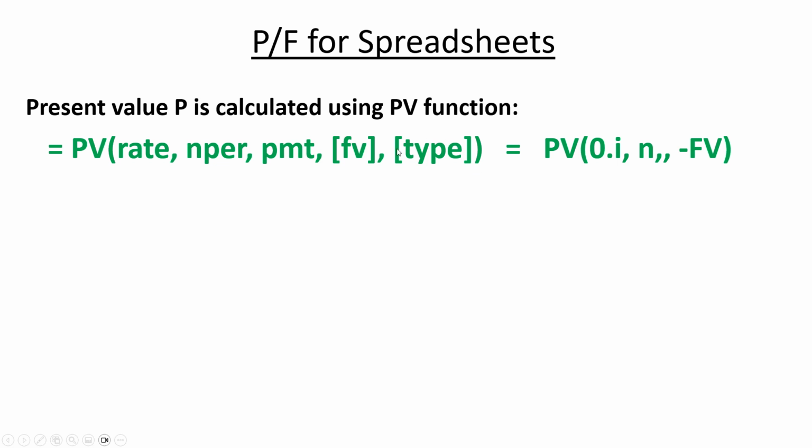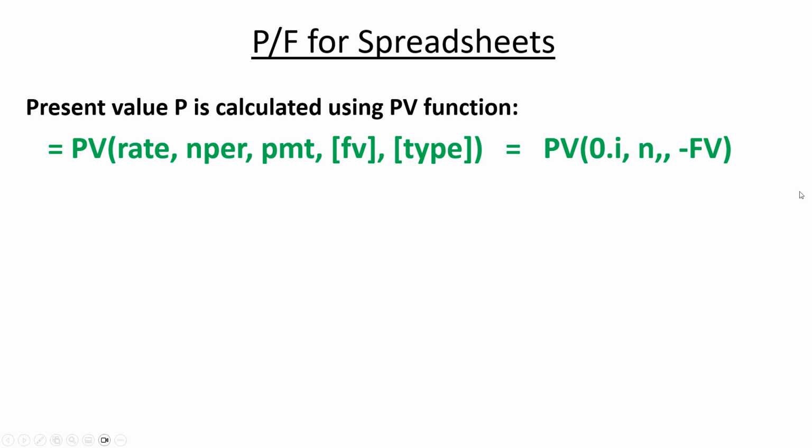Type is where you're telling Excel whether it's the end of period assumption, which is the default, and so if you leave it blank, it'll automatically assume the end of period assumption, or if for some reason you needed to change that assumption to the beginning of period assumption.